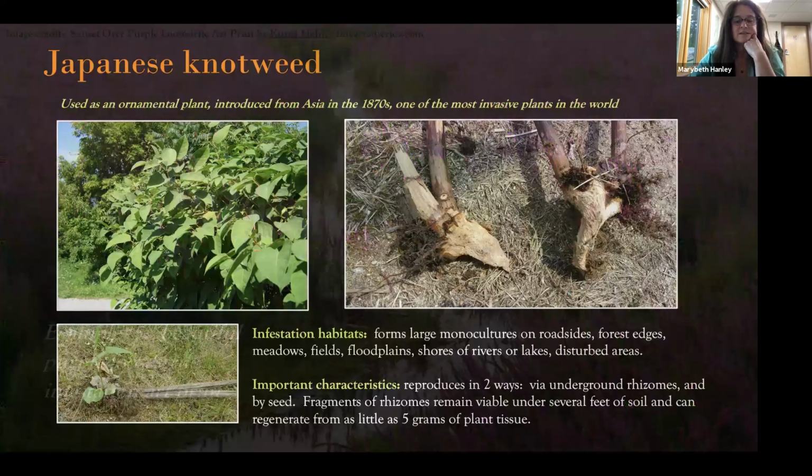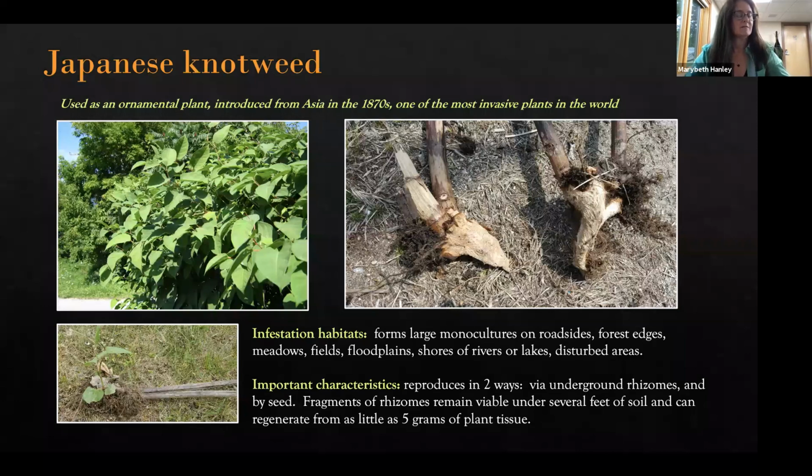The other subshrub is Japanese knotweed. And unfortunately, this is one of the most invasive plants in the world. And I took some pictures of the rhizomes. Unfortunately, this species is manageable, but it's very, very hard to completely eradicate.